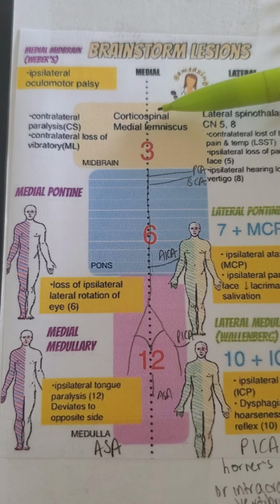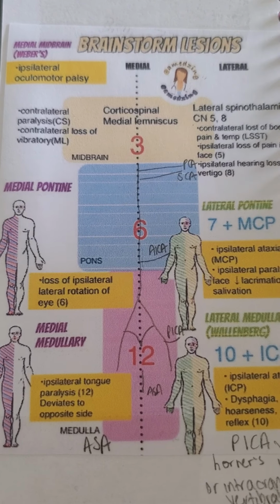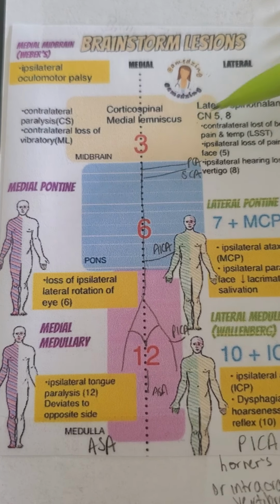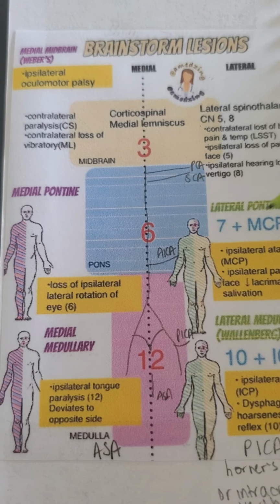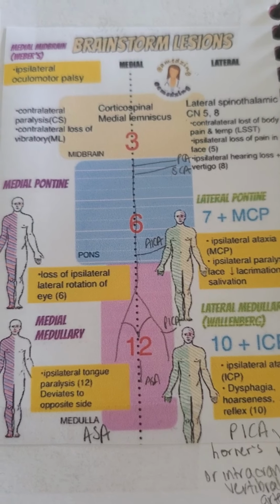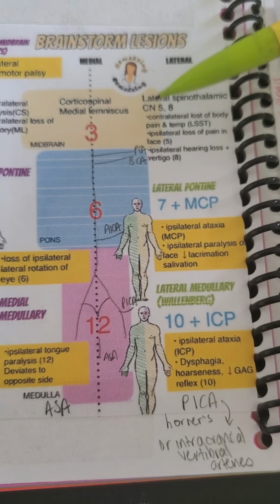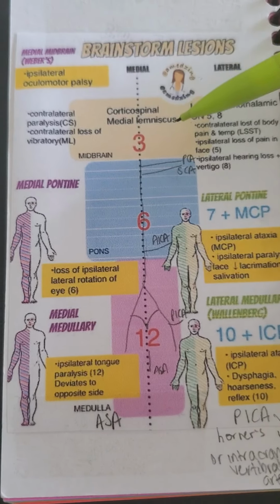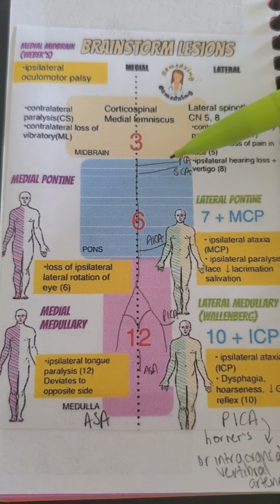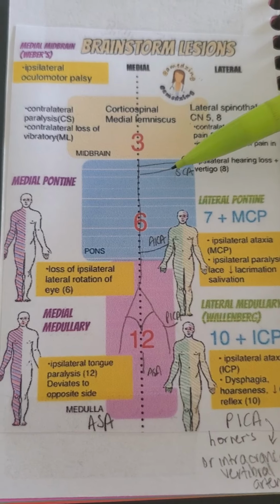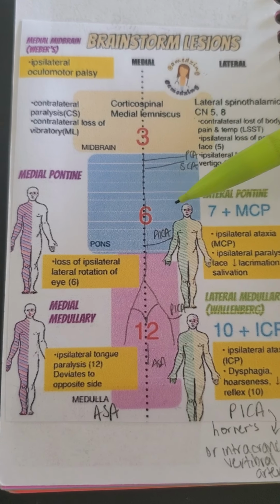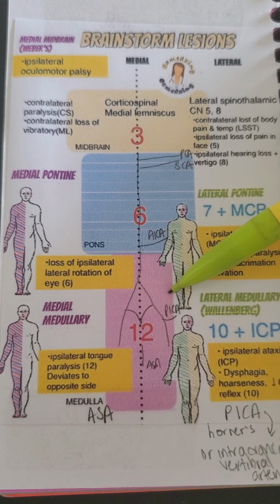So if we identify whether it's medial or lateral, this will make it easier, because now we're going to break it down as either medial midbrain, lateral midbrain, medial pons, lateral pons, medial medulla, lateral medulla, and it gets really easy from there. The third thing we need to know now is how do we tell whether it's in the midbrain, the pons, or the medulla. And I like to follow the 3-6-12 rule. So 3 is for the midbrain, 6 is for the pons, and 12 is for the medulla.